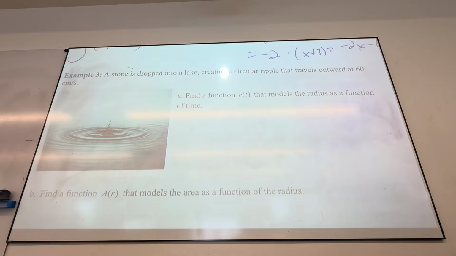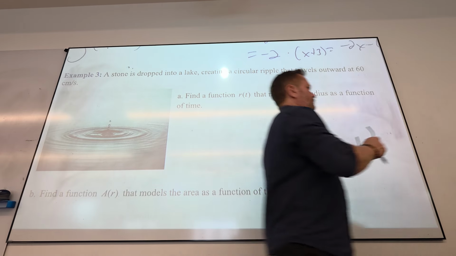Throws a stone in the lake, and the ripples come out. It says the ripples travel outward at 60 centimeters per second. So after 1 second, how far is that ripple gone? After 2, it's gone 120. After T seconds, how far is it gone? Why'd you say 120 centimeters for 2 seconds? Because you did 60 times 2. What about 3 seconds? 60 times 3. What about T seconds? 60 times T. Good.